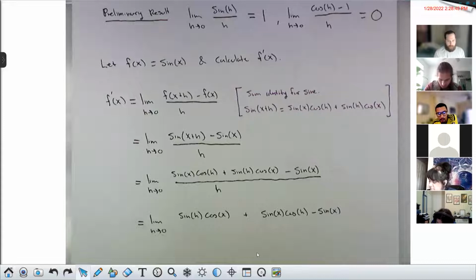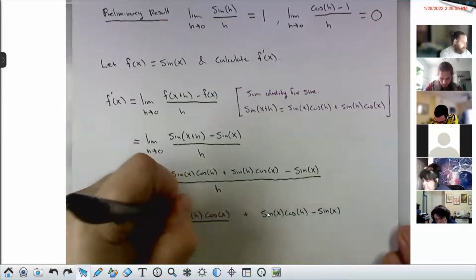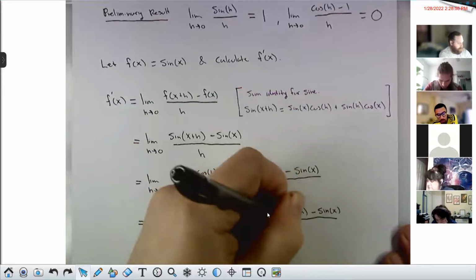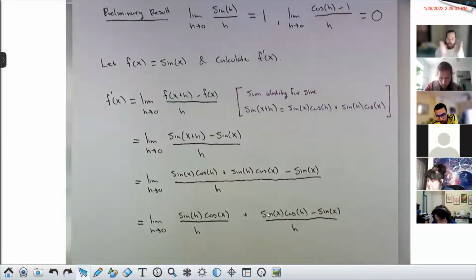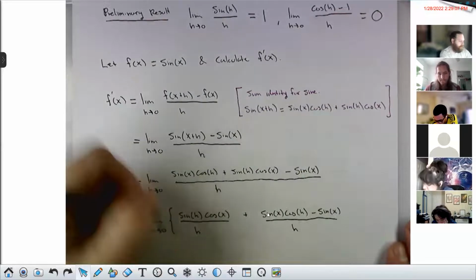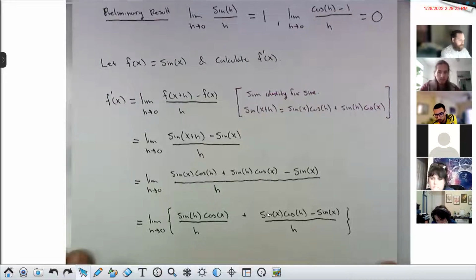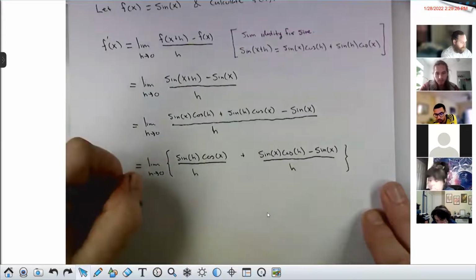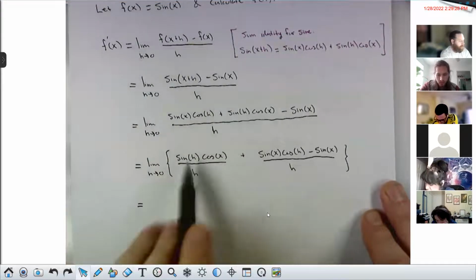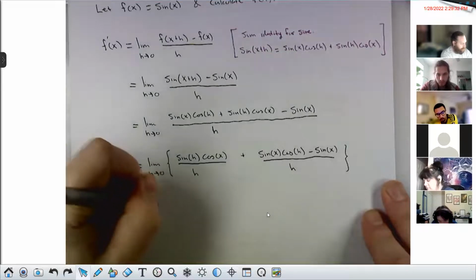And rather than writing those all over a single big fraction, I'm going to give each their own denominator here. Each is over h. That is totally kosher, of course. You can always split up a fraction over its denominator. And the limit is being applied to everything. Next, by my limit laws, I can take the limit of this and the limit of this separately. So let's give the limit to each one on their own.